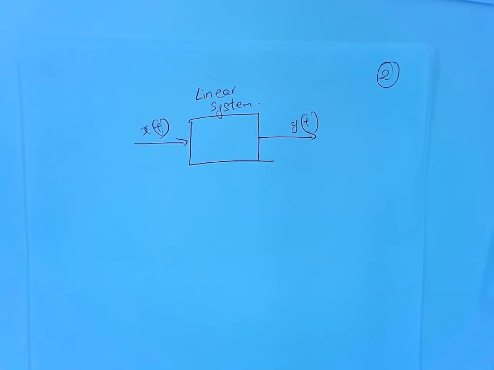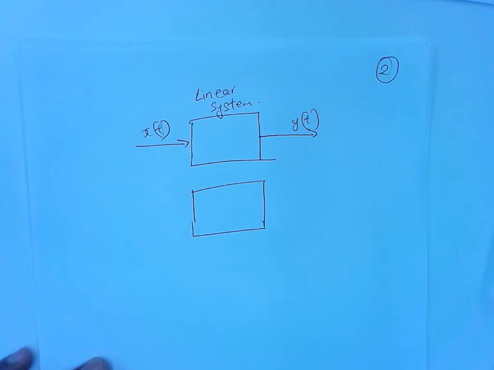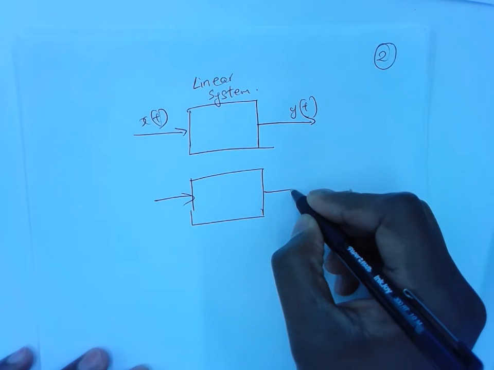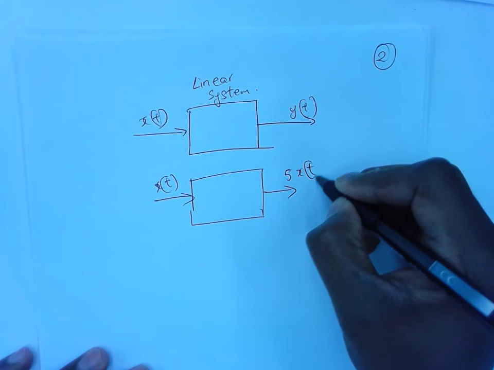No higher order power. No higher order what? Like a variable to the power 2. I see, squared. The output is a scalar multiple of the input. Okay, so output is a scalar multiple of input. Let's say my input is x of t, and my output is 5 times x of t. So this can happen with a linear system.